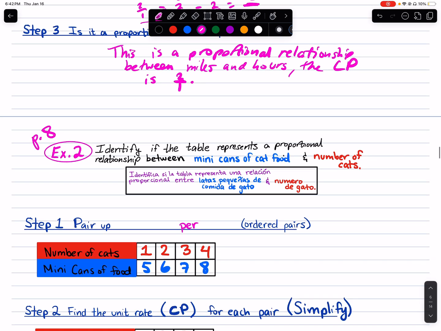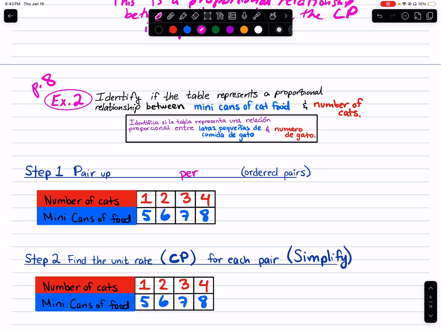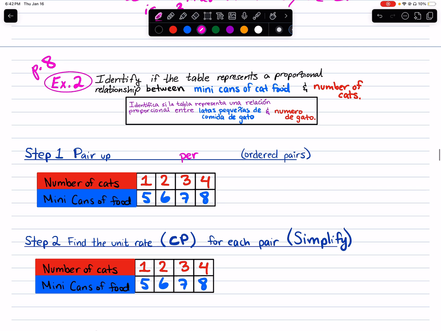Awesome. Now, I want you guys to pause the video and try part 8, page 8. Try it on your own, see if you can get it. Do your best. You got this. All right, I hope you guys paused it and tried it on your own. Let's see if you got it right. Okay. Identify if the table represents a proportional relationship between mini cans of cat food and number of cats.